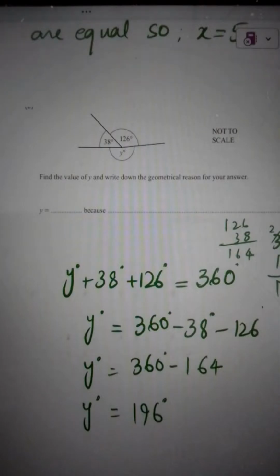You can see the y angle is 196. So the geometrical reason is that they complete the circle here, right? All these three complete the circle, or we can say that they make angle at a point. Angle at a point is 360. So at this point, all angles are in discussion, so they make 360 degrees. So this is how we can add the angles, and we know that the sum is 360, and then we can subtract 38 and 126 from 360, and that gives us the angle y.